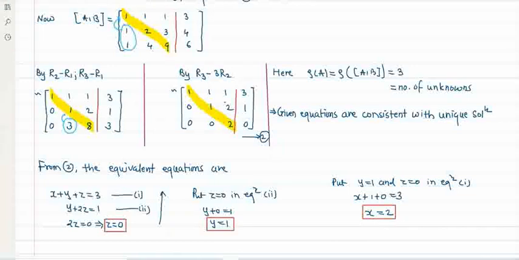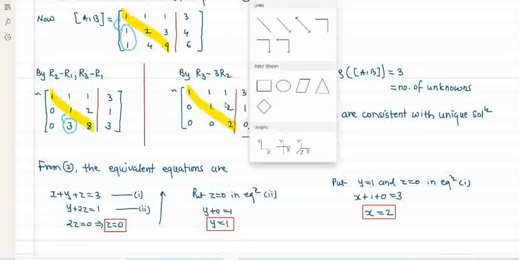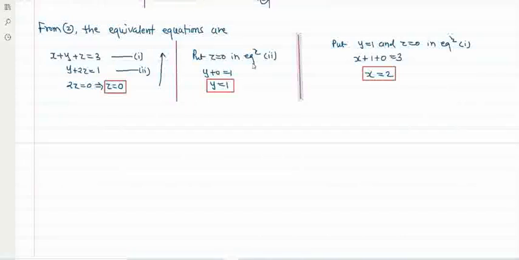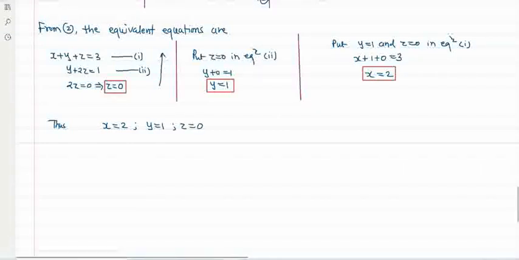Now, here only you can check whether your answer is correct or not. How do you have to check? Here finally I will write the conclusion and then verify it. So thus the solution is x equal to 2, y equal to 1 and z equal to 0 is the required solution.